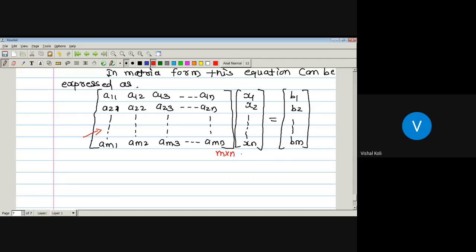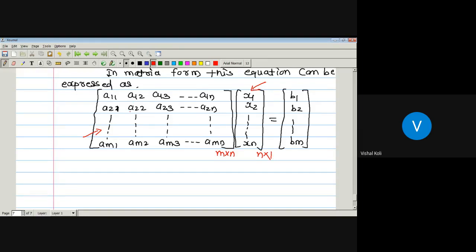What is the order of this second one? That is a matrix which contains n rows and only one column. What is its order? It has n rows and only one column, so it is n cross 1.